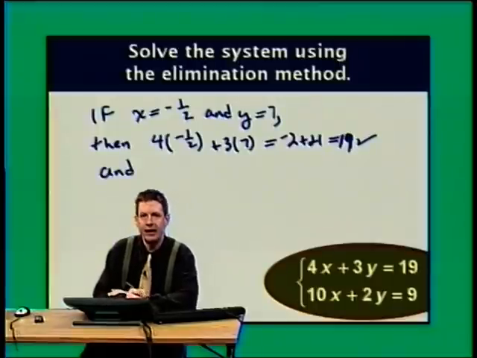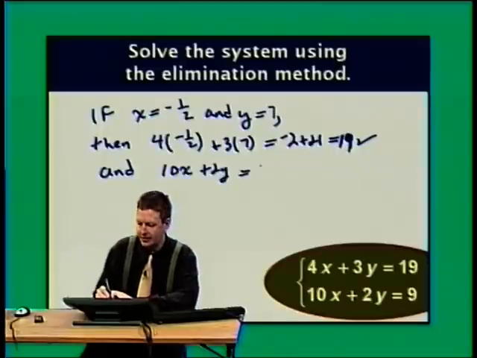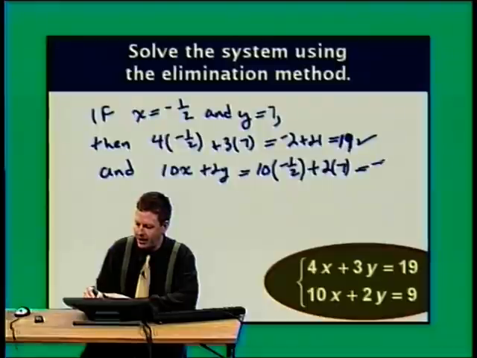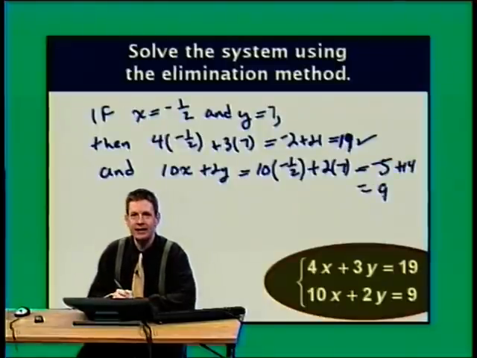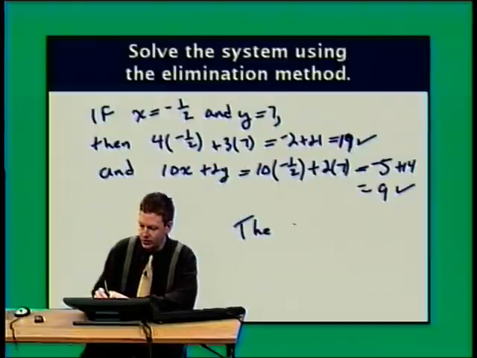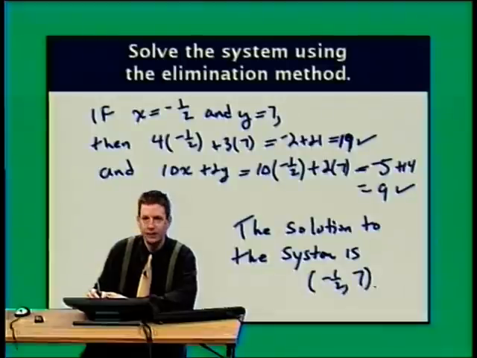And on the second equation, we have 10x plus 2y, so that's going to be 10 times negative 1/2 plus 2 times 7. That would be negative 5 plus 14, and yippee-yay, that is 9. So both our equations check. The solution to the system is the ordered pair negative 1/2, 7.